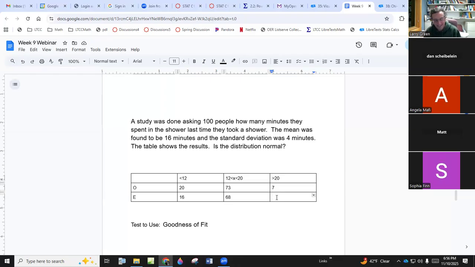Also 16, because it's symmetric. Left and right should be the same number. Any questions on that?